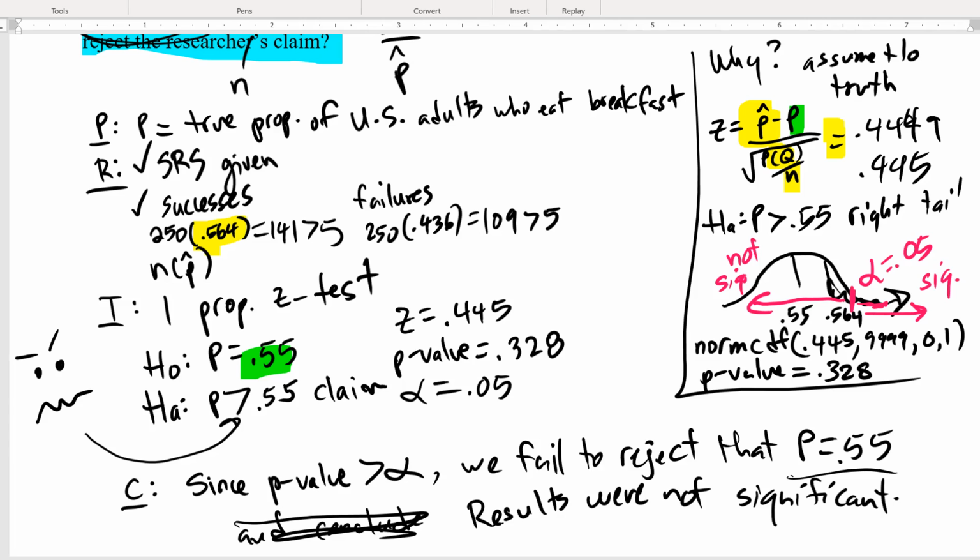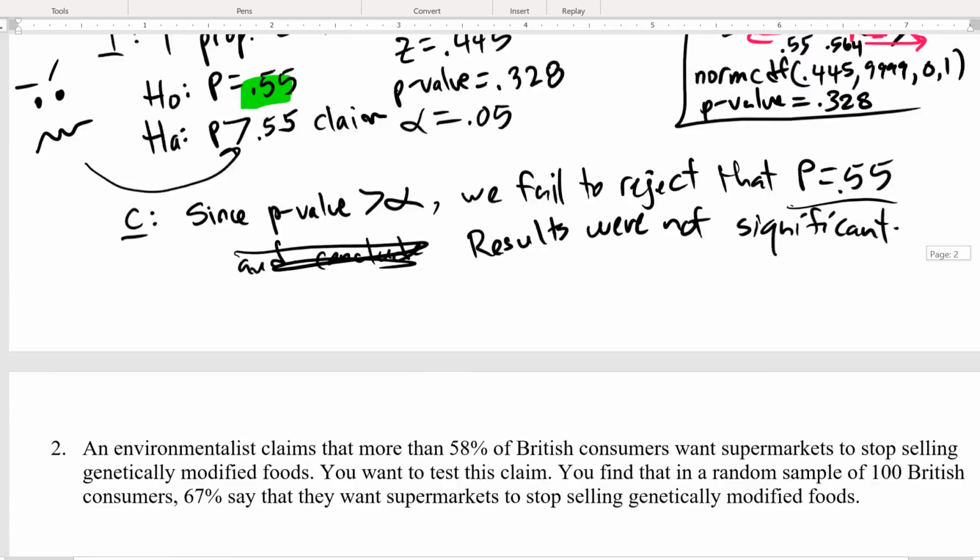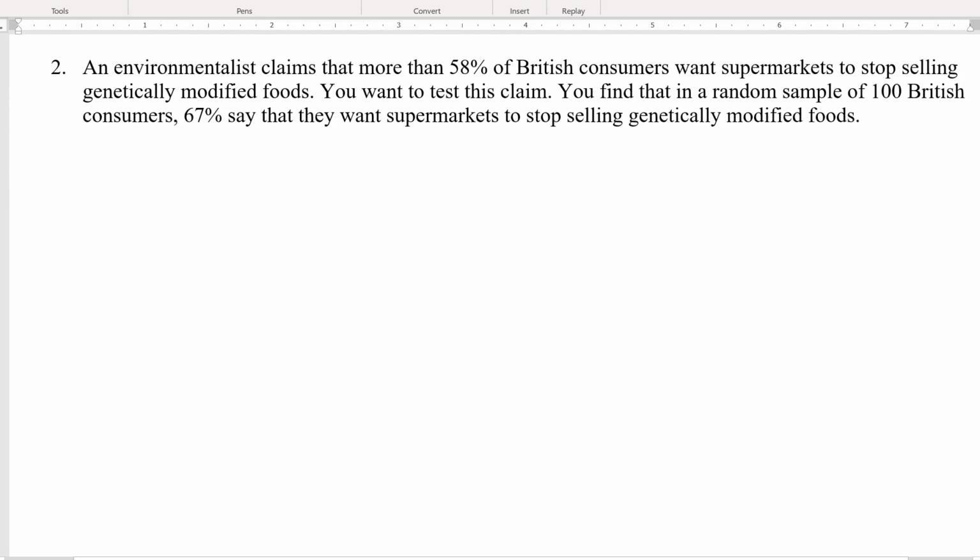I am going to keep doing this because I want to make sure we understand how the tails go, but focus on, for the test, know how to run PRTC. Environmentalist claims that more than 58% of British consumers want supermarkets to stop selling GMOs, basically, genetically modified food. You want to test this claim. You find a random sample of 100 British consumers, and 67% is from the sample, that's not the claim, that's the p-hat. Okay?